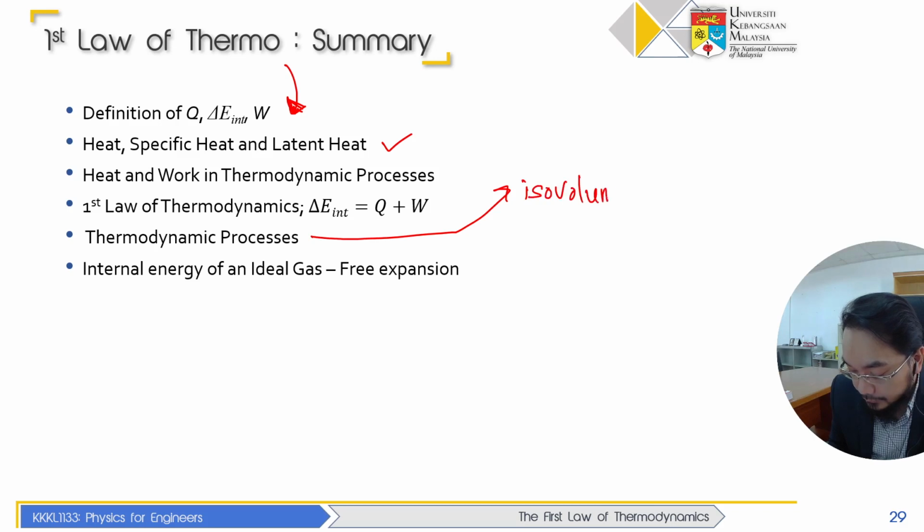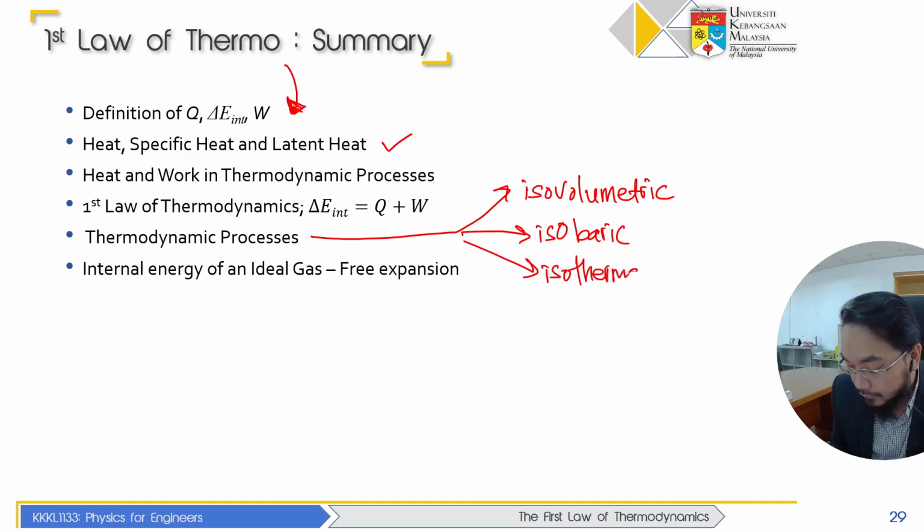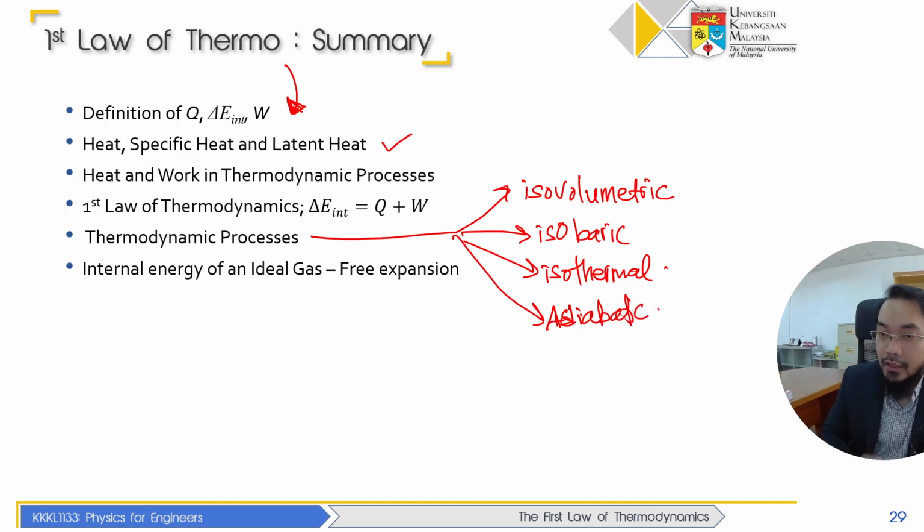Isovolumetric, isobaric, isothermal, and the fourth one is adiabatic. Isovolumetric: volume no change. Isobaric: pressure no change. Isothermal: temperature no change. Adiabatic: no heat transfer. So that's how you remember it.